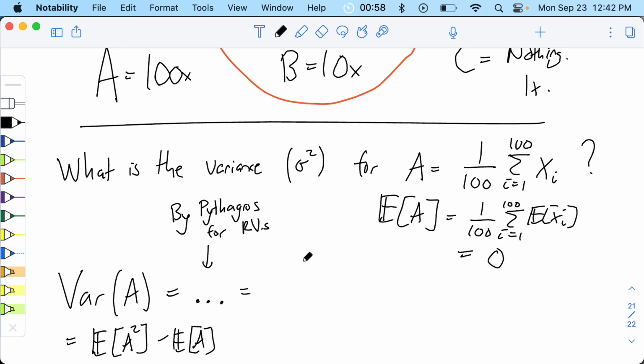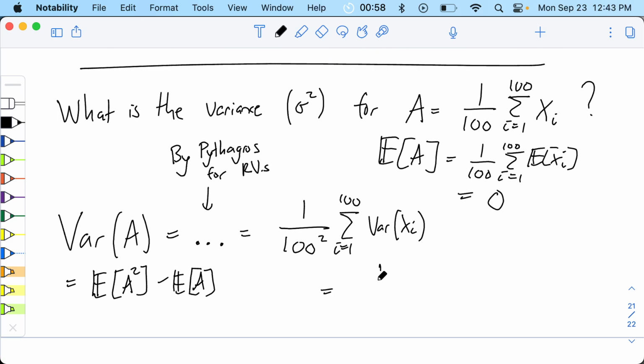This is going to be 1 over 100 squared. The 100 becomes a 100 squared because of the square. And then you're going to have the sum from i equals 1 to 100 of the variance of xi. So variance goes with the square, but you can add them up. That's exactly Pythagoras. And 1 over 100 squared times the sum of 100 things is 1 over 100 squared times 100 times the variance of every individual guy. They're all equal, and they're all equal to 1. So 1 times 1, which is 1 over 100.